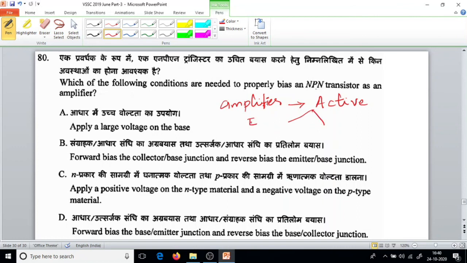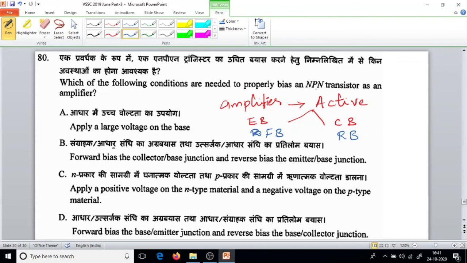We have two junctions, the emitter base junction and the collector base junction. The emitter base junction has to be forward biased and the collector base junction has to be reverse biased. If the transistor is biased in the active region, it will act as an amplifier.